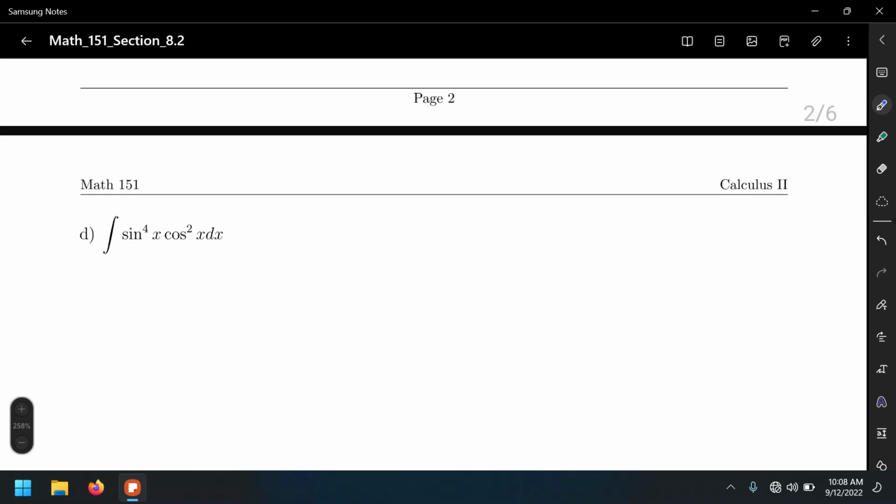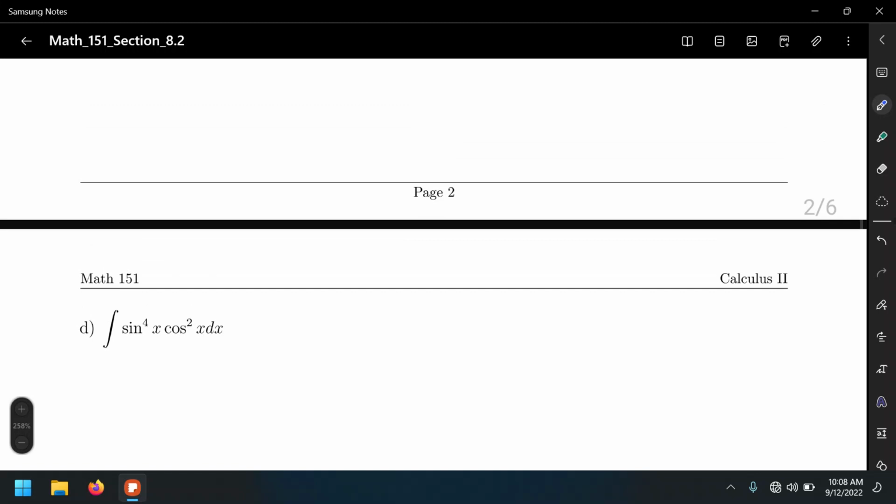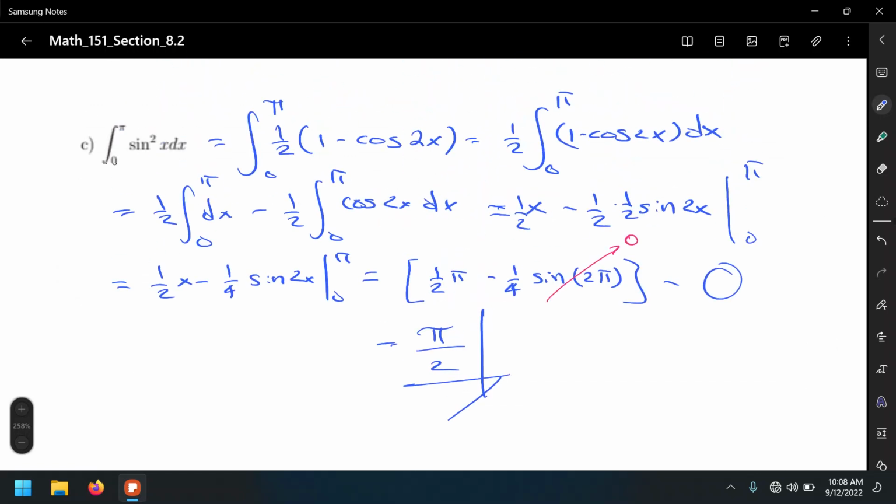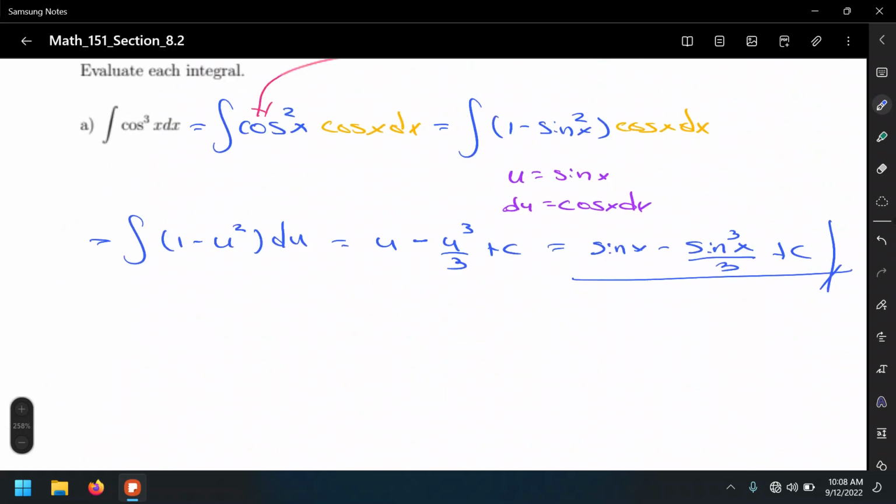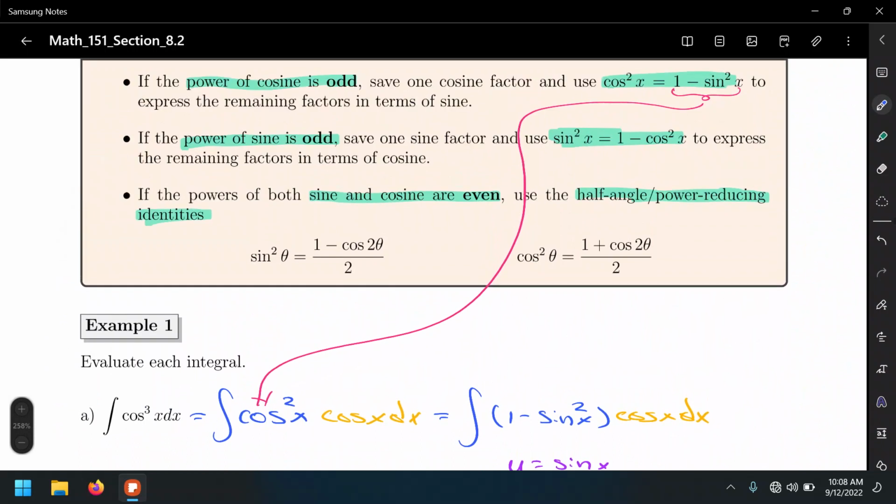Of sine? No, we have even powers this time. However, be careful, because in this case we have sine to the 4th power and the cosine to the 2nd power. It doesn't matter. Okay, let's go back and review these formulas. So we have power reduction formulas for sine squared and cosine squared. Actually, we're going to use both in this case.